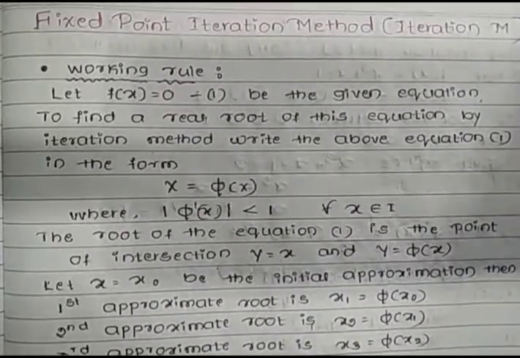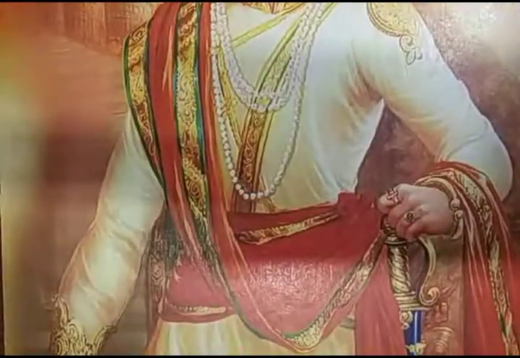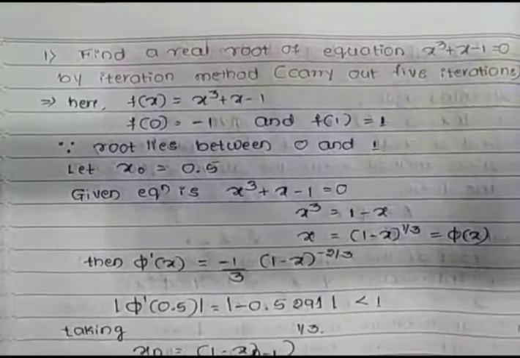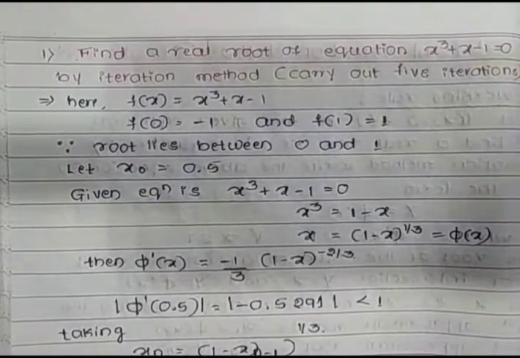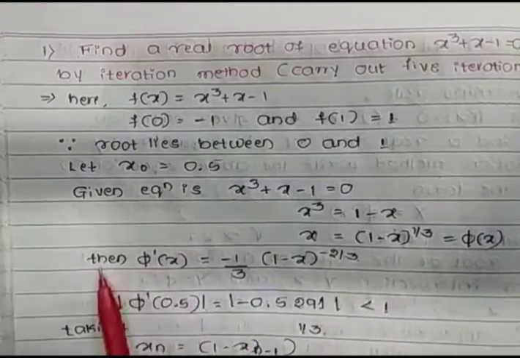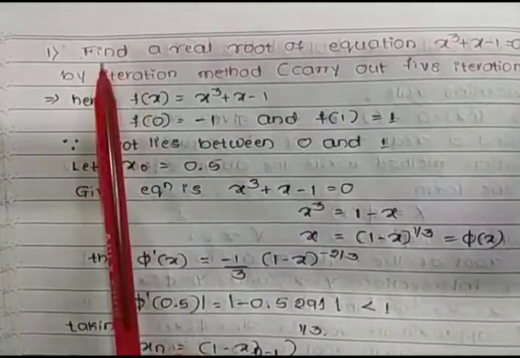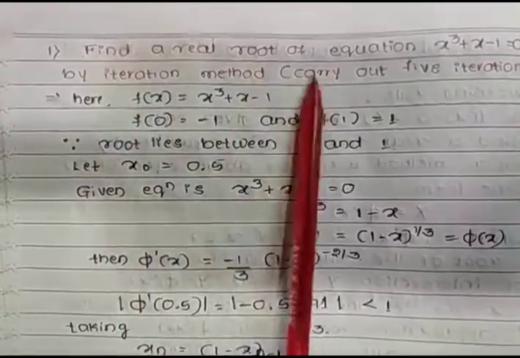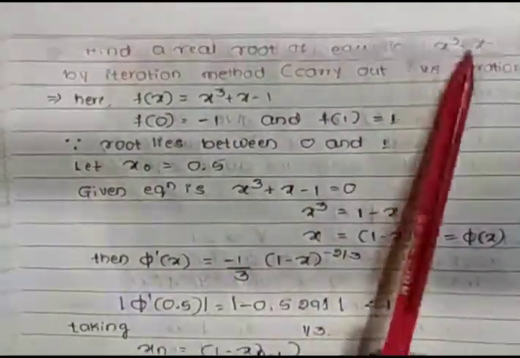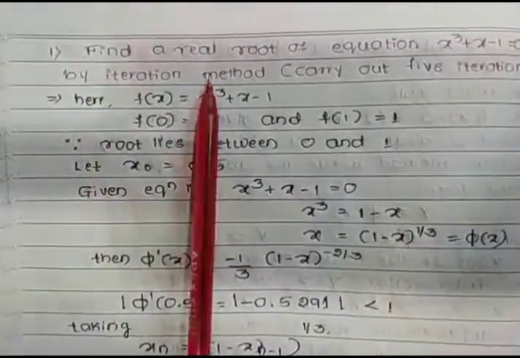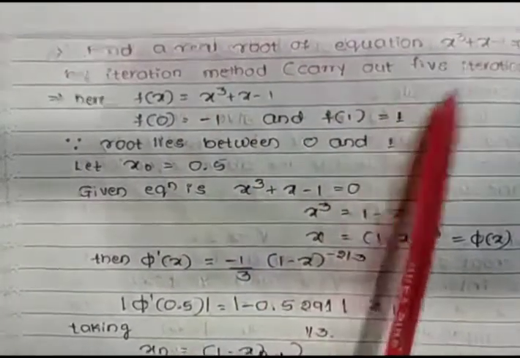Now next we are going to discuss one simple example based on the fixed point iteration method, or just the iteration method. Listen to this example very carefully because it is an important one. First example based on the fixed point iteration method. The question is: find a real root of the equation x^3 + x - 1 = 0 by the iteration method. Carry out 5 iterations.